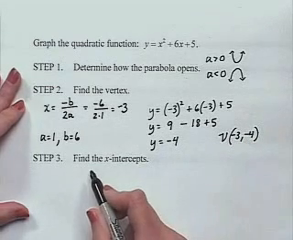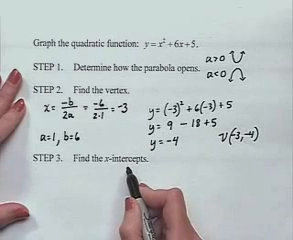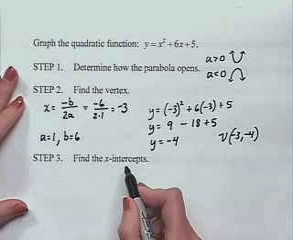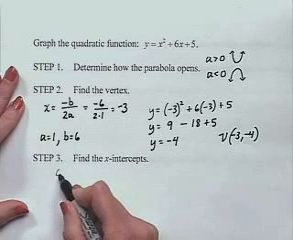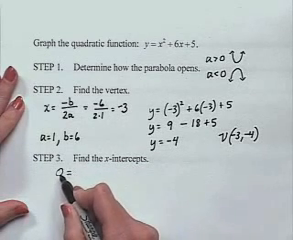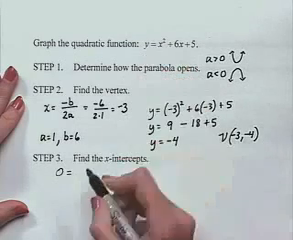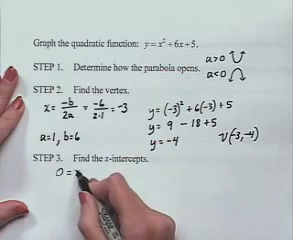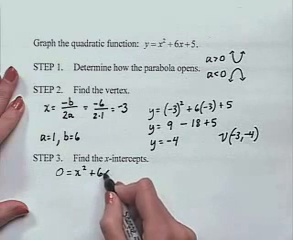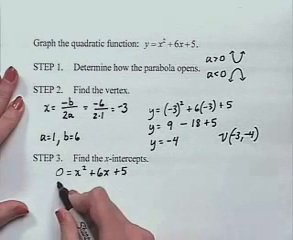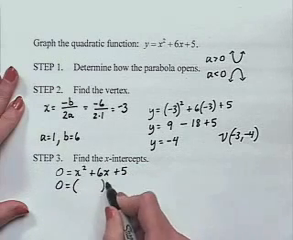Now in step 3, we want to find the x-intercepts. If it's going to be an x-intercept, that means it lies right on the x-axis, which indicates that our y value must equal 0. So we substitute 0 in for y and look at the quadratic equation: 0 equals x squared plus 6x plus 5. We can use factorization to solve this.